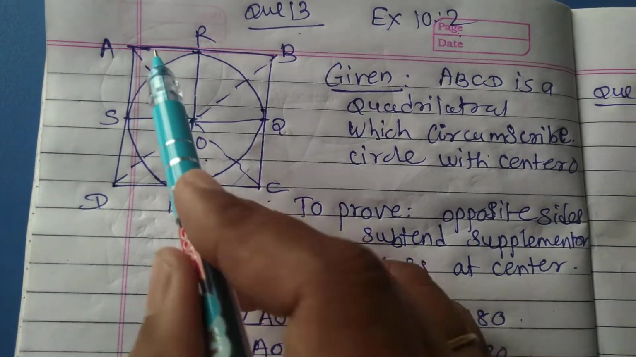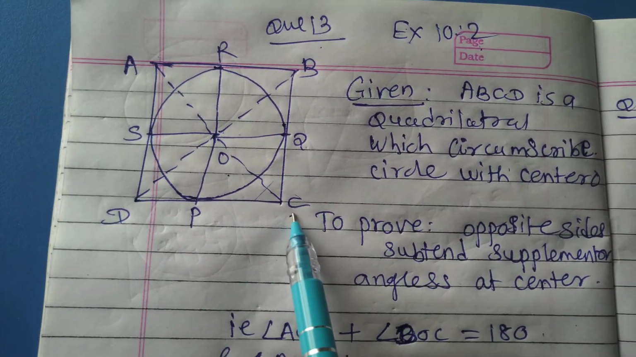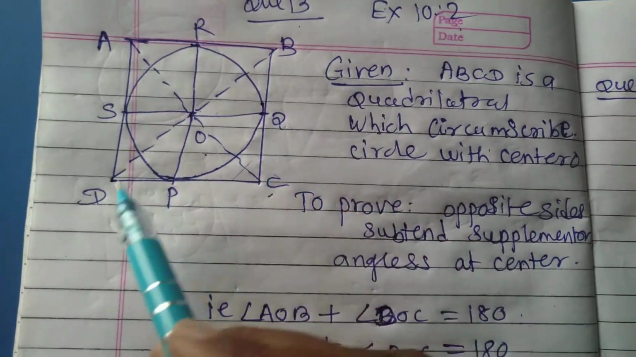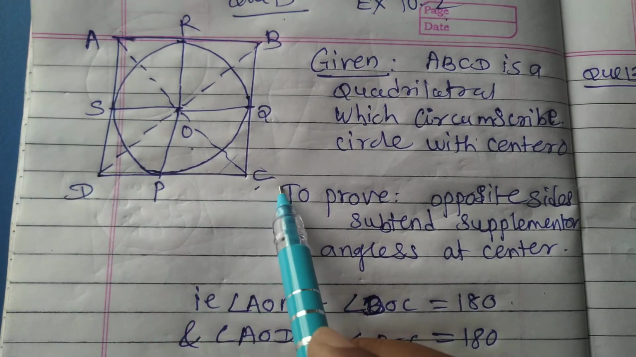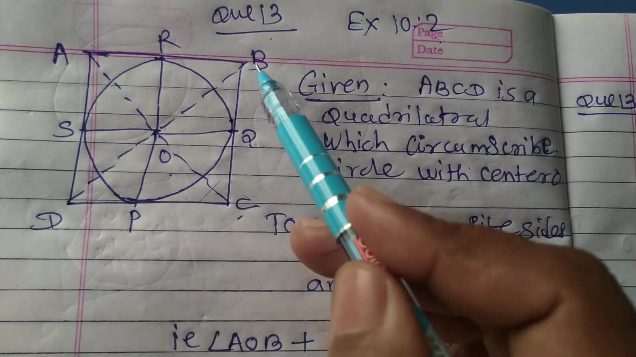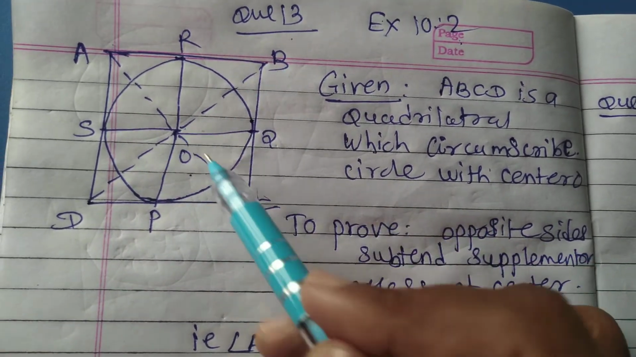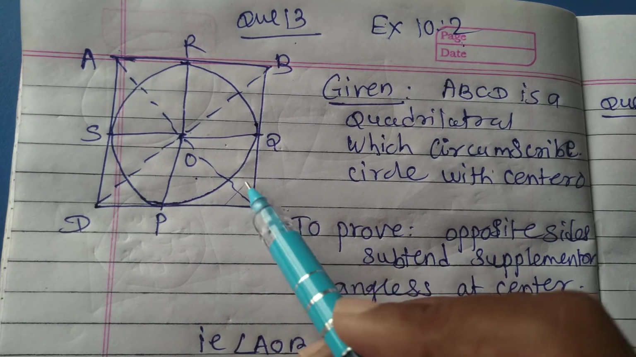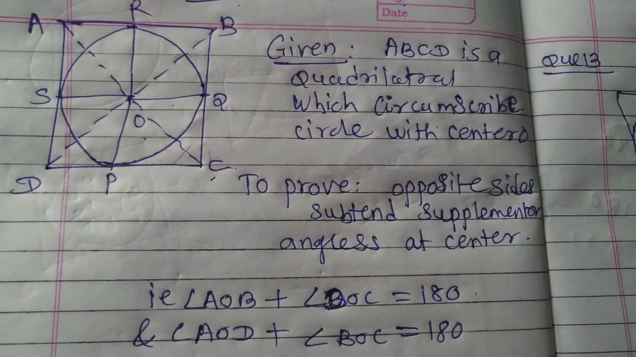Means AB and DC, these are the opposite sides. Then the angle made by AB is AOB, the angle made by DC is DOC. The sum of these two angles is 180. Supplementary means 180. Similarly BC, the angle made by BC is BOC, the angle made by AD is AOD. The sum of these two angles is also 180. This we have to show here.